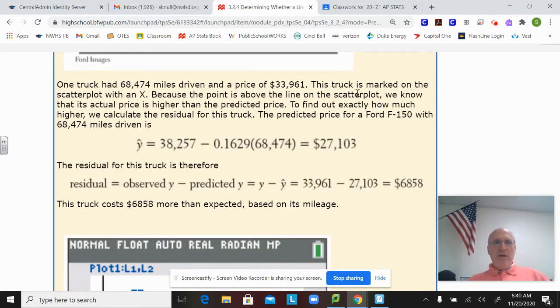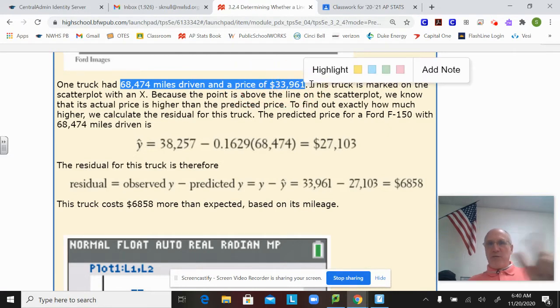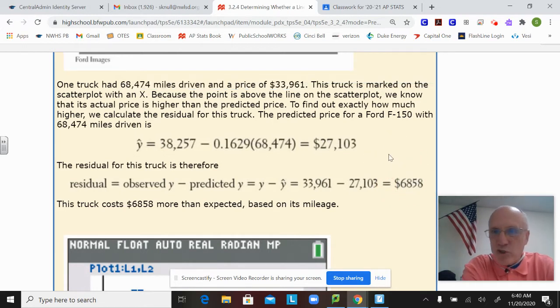And down here there's another example of finding a residual. We did this already. For this particular truck that had that many miles with that price, we calculated the residual, which is actual minus expected. Again, the book calls it observed minus predicted. It's just stuck in my head to do actual minus expected. Remember, that number represents the residual for one specific ordered pair, and it was 68.58, and it's positive, which meant that that truck's actual cost was 68.58 more than expected based on its mileage. All right. So that's the residual for one of the trucks.